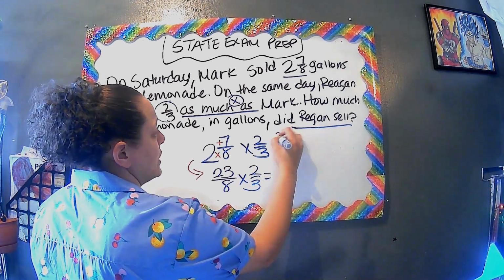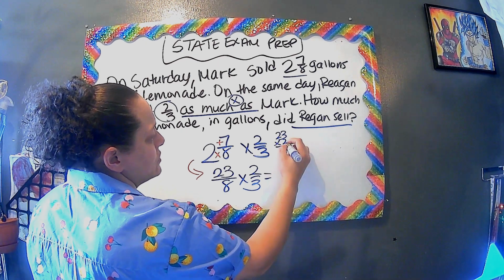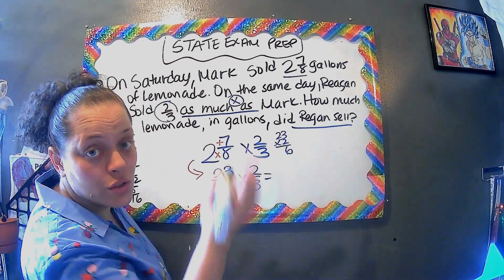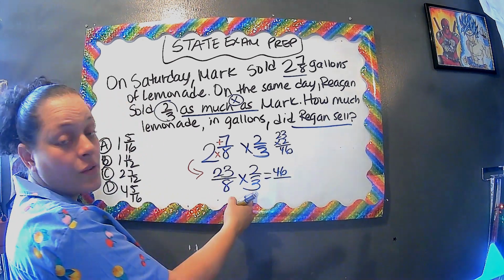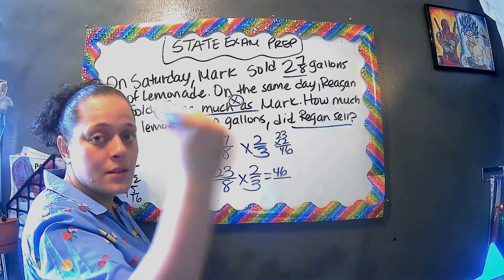So we have 23 times 2, right? So 3 times 2 is 6. 2 times 2 is 4. 46 over 8 times 3 is 24.